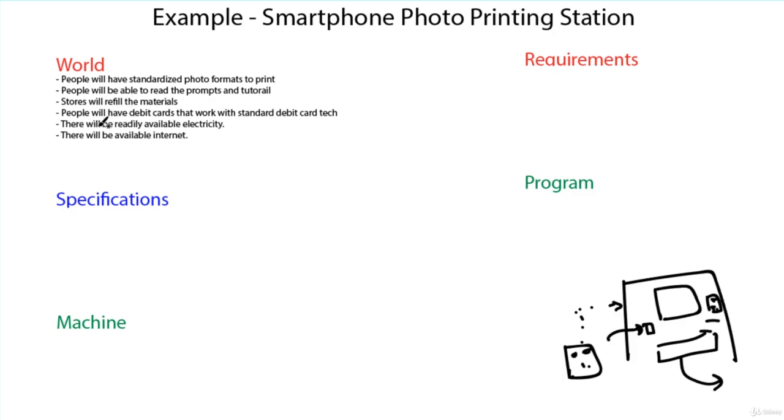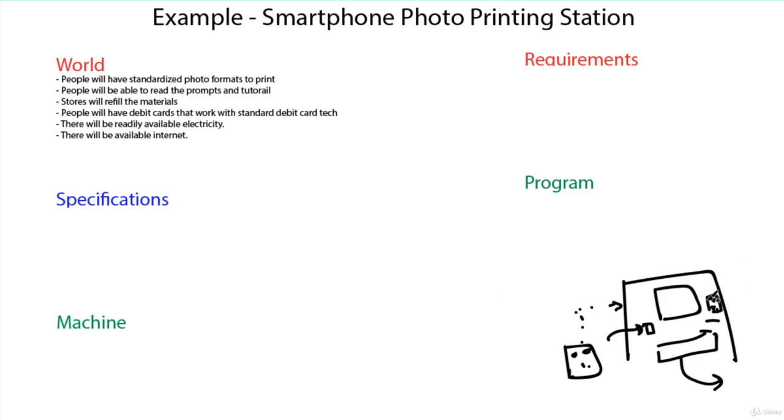People have debit cards that work with standard debit card tech, or in this case credit cards or any card technology, or money. There's going to be a common currency that we can use on this machine that will work. There will be readily available electricity. That's important. Without electricity, this machine wouldn't work. And there will be available internet. Maybe this machine needs to contact servers.